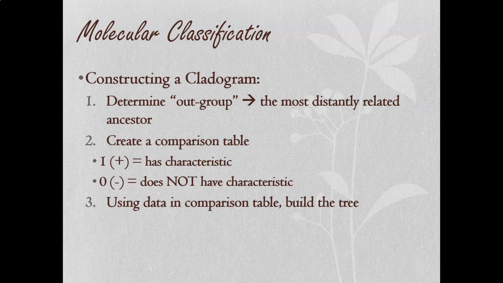When you then create the comparison table, they typically use ones and zeros or pluses and minuses, or you may see X's and blank boxes. We'll practice a bunch of different options just so you get to see them. But essentially, if it has a 1 or a plus sign, or if we use that X scenario, then they have that characteristic. If we use a 0, a negative, or just a blank box, then they don't. And then we can use that set of data to then build the tree.